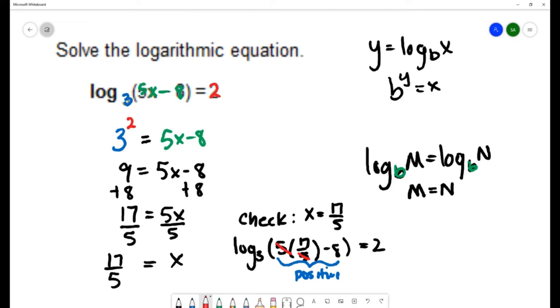So 17 over 5 would be in the domain of this expression. So we're going to be able to keep that solution. So the solution to this log equation is 17 over 5.